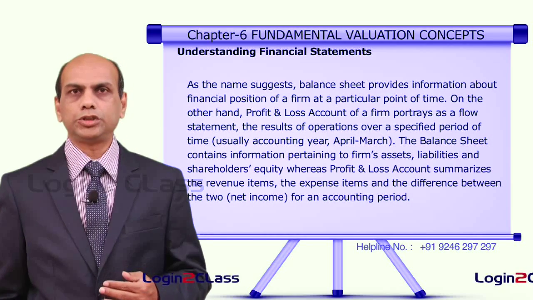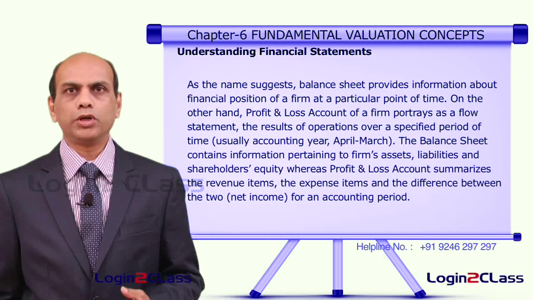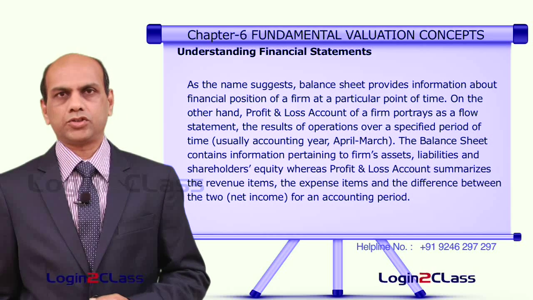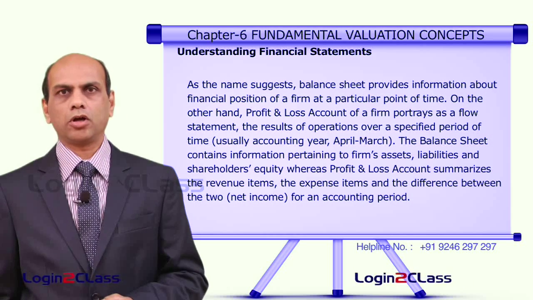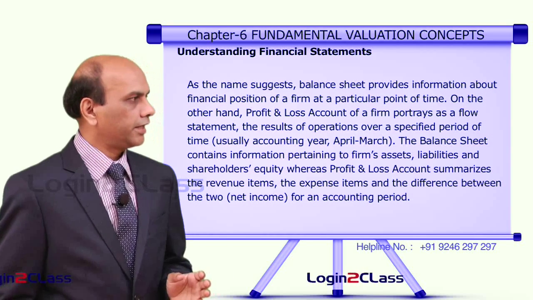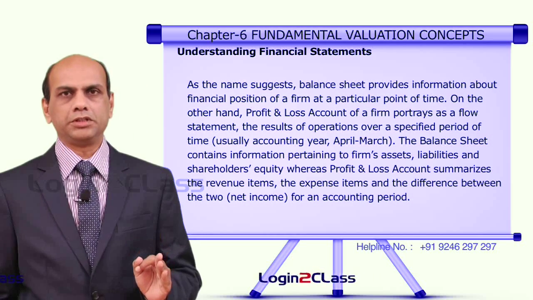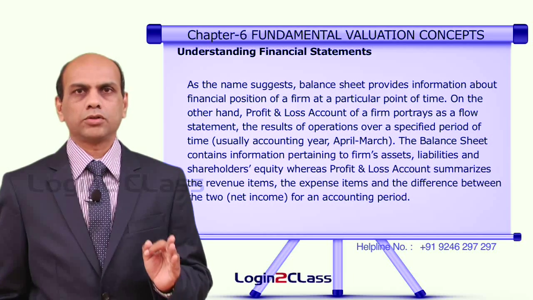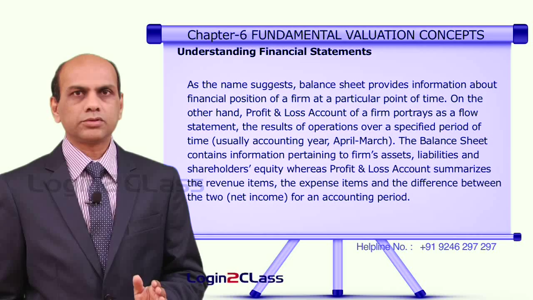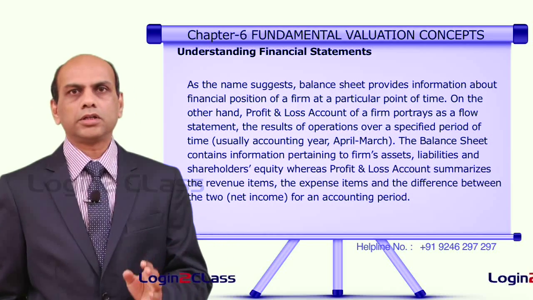So we take the balance sheet, which gives all the details about the total sales, profits, etc., which we will go into in detail. This statement belongs to the period April of this year to March of next year. So we take the balance sheet and the profit and loss account for this particular period of a company and analyze them in detail. The balance sheet contains information pertaining to the firm's assets, liabilities and shareholders' equity. These are the three aspects focused on in a balance sheet. The profit and loss account summarizes revenue items and expense items, and also the difference between the two for a certain accounting period.